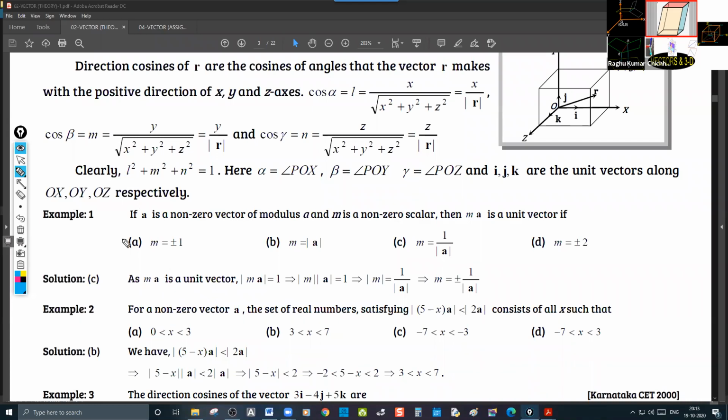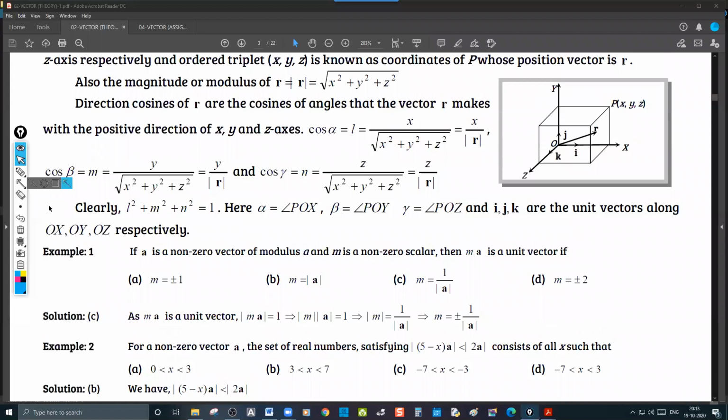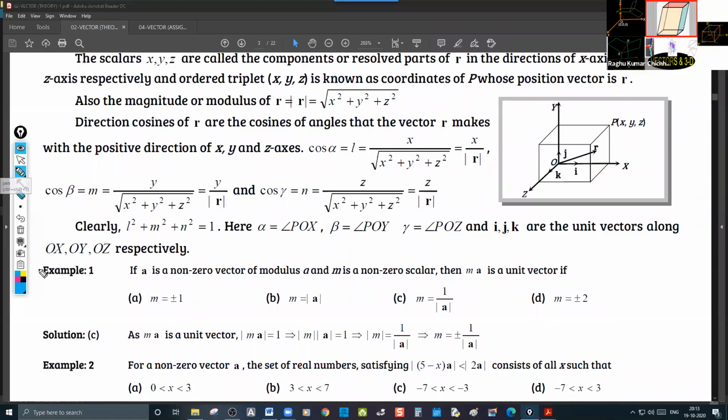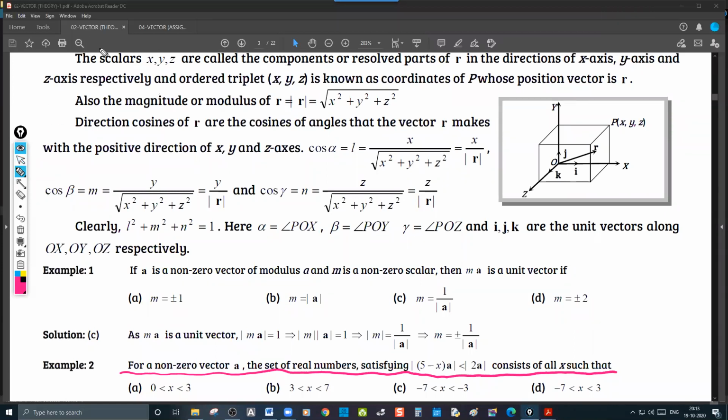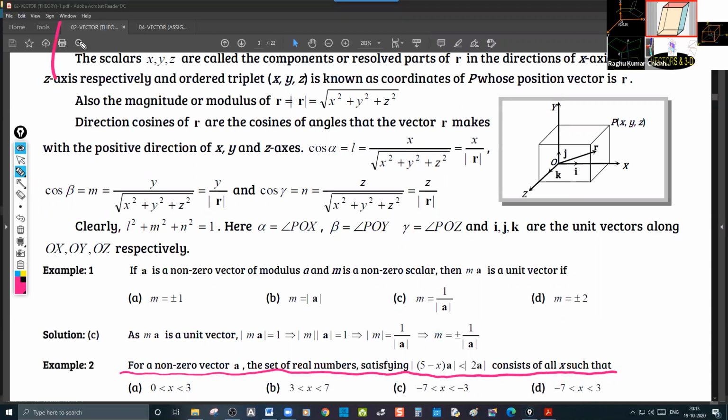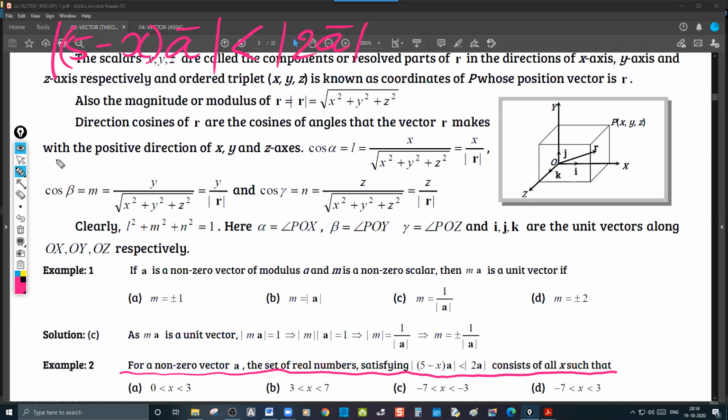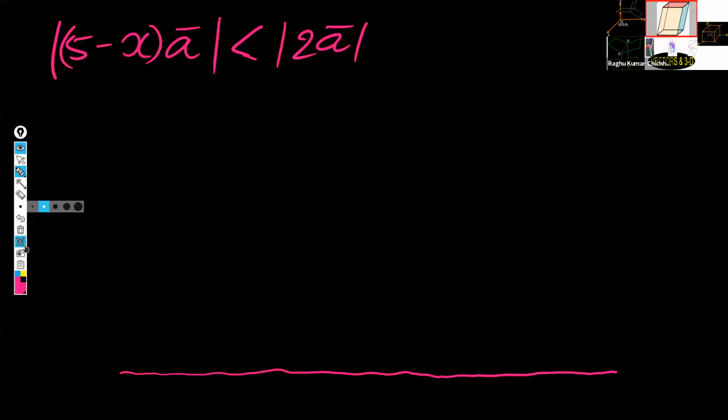Okay, so similarly, second question, please. For a non-zero vector A bar, the set of real numbers satisfying modulus of (5 minus x) into A bar less than modulus of 2 A bar consists of all x such that, let me write the condition and you also understand that. Modulus of (5 minus x) into A bar less than modulus of 2 A bar consists of all x such that. Let me do that.